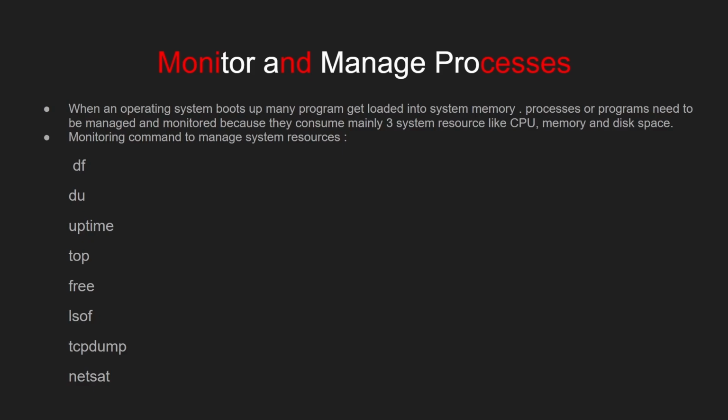So let's start with our first command, which is df. Df stands for disk free, and it provides information about the amount of disk space used and available in the file system. It displays the file system's total size, the available space, and the amount used. I will show you further in the practical part. This is the theory part of that.